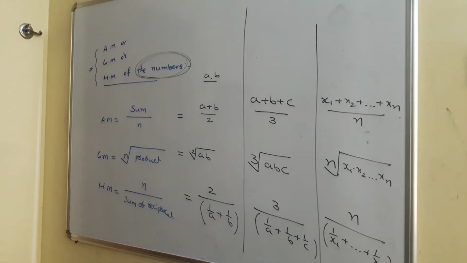Related to the sequences, we have just the insertion between the given numbers. So in sequences, we have the concept of the insertion of arithmetic means, geometric means and harmonic means. Those arithmetic means are different from this concept of arithmetic mean. This is of the numbers and that is between the numbers. Have a look at that.